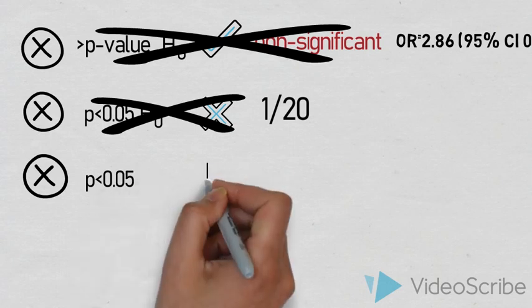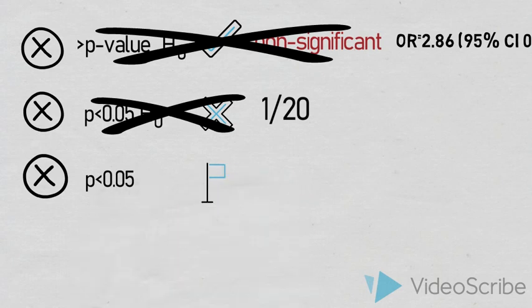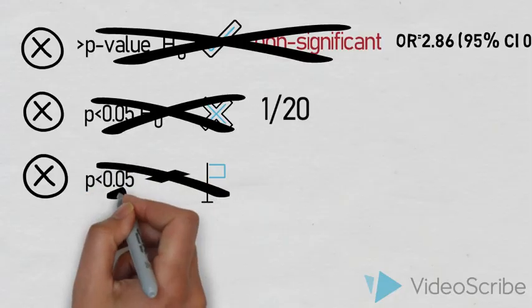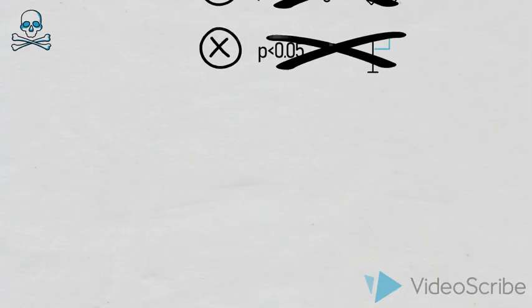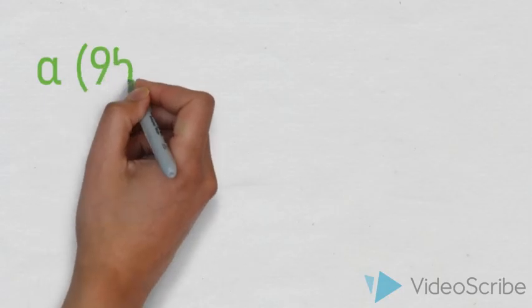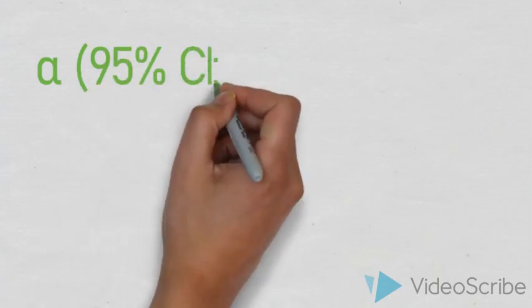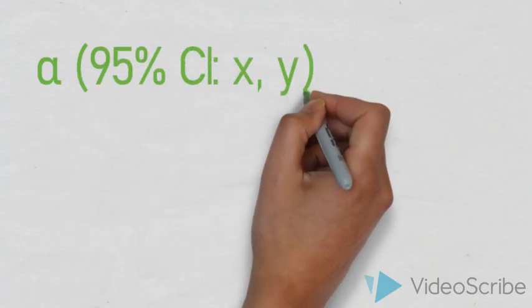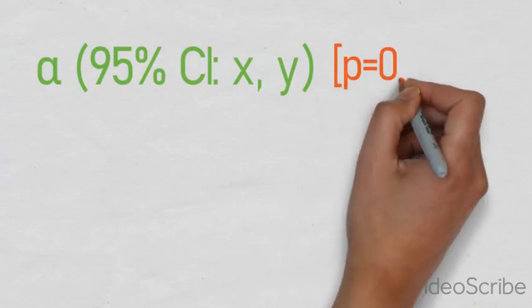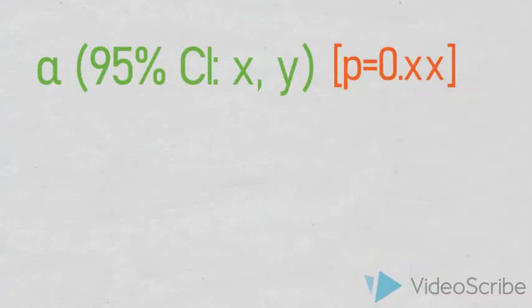Third, do not assume that a result with p less than 0.05 implies an important difference. In large studies, even a small difference will result in small p-values. In summary, you should always report the estimates and 95% confidence interval. For the main study results, you can also report the p-value. Interpret the results based on all of these and never based on the p-value alone.